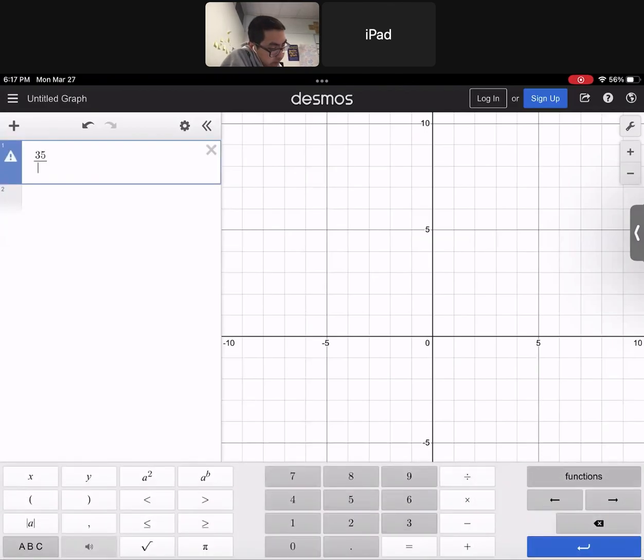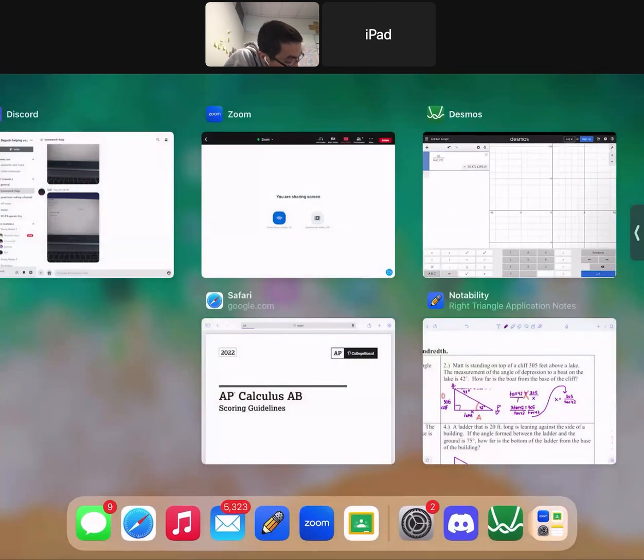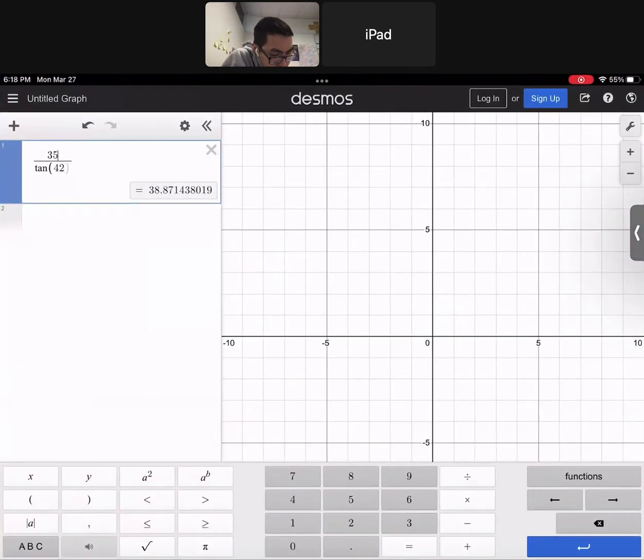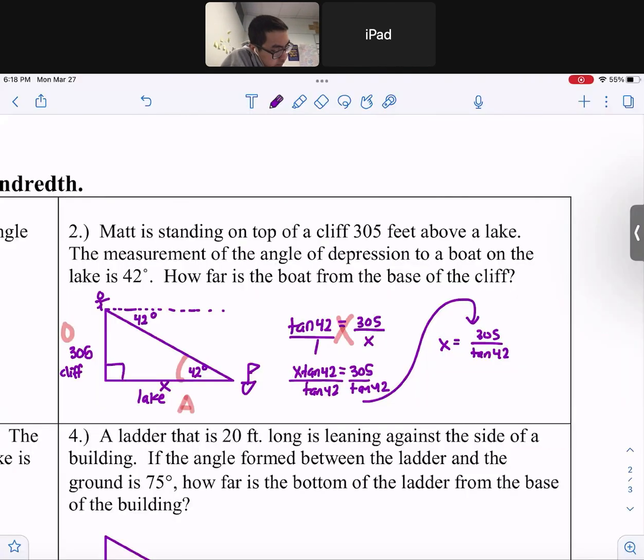That is what we need to put into the calculator. 305 divided by tan of 42. And if we round that to the nearest hundredth, it's going to be 338.74. We round up because next to the 3 is 6, so round the 3 up to 4. So this is going to be 338.74 feet. That's the distance from the boat to the base of the cliff.